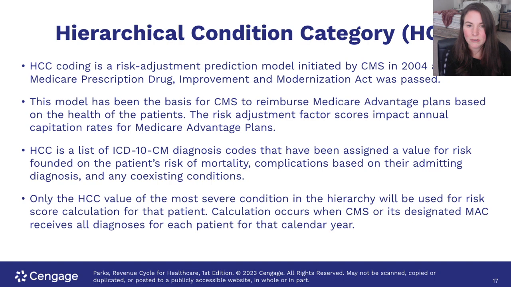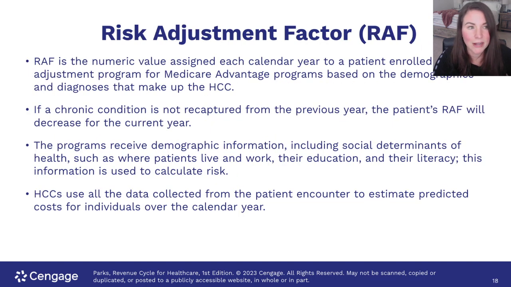receives all of the diagnoses for the patient for the entire calendar year. Okay, they're looking at everything that happened to the patient during that year to calculate the risk score, which is called a risk adjustment factor, or RAF. So this number is going to go up or down depending on what diagnoses are submitted on claim forms during the calendar year. So if a patient has a chronic condition one year, so in 2022, but in 2023 they do not have that chronic condition, then their RAF for 2023 is going to go down, okay?